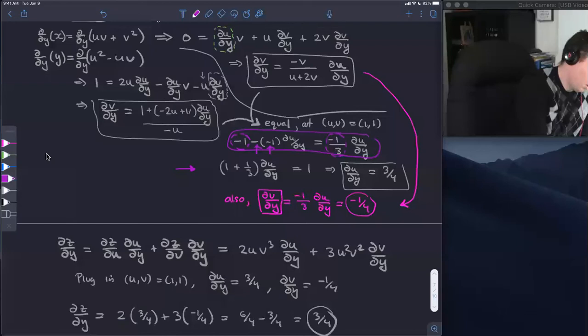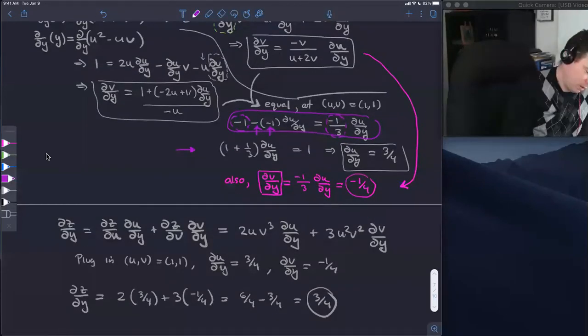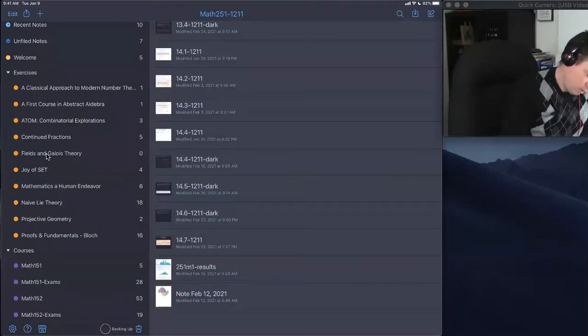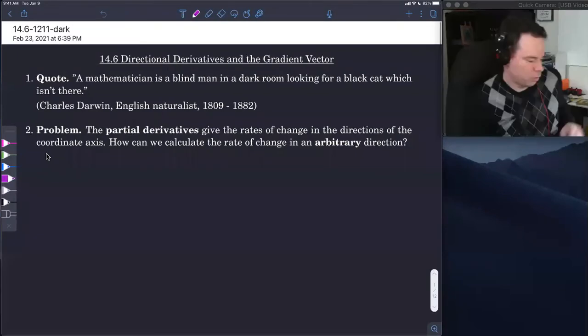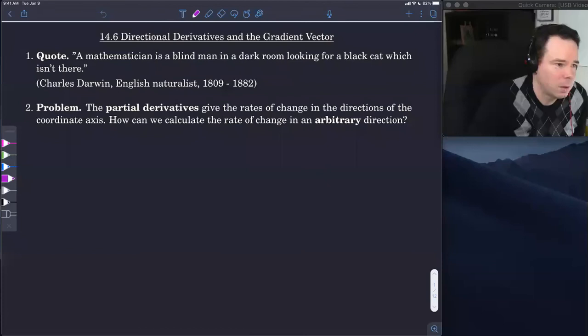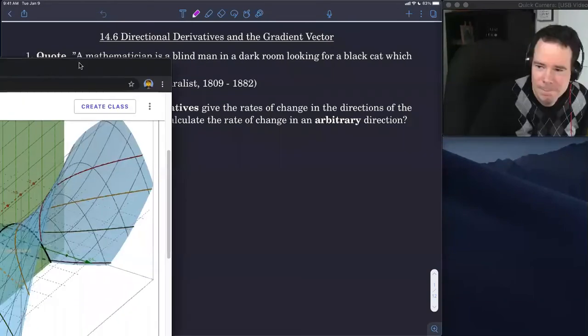Okay, so this next topic, I didn't anticipate spending this long on this one, but the next topic is directional derivatives. So the idea with this one is the following.